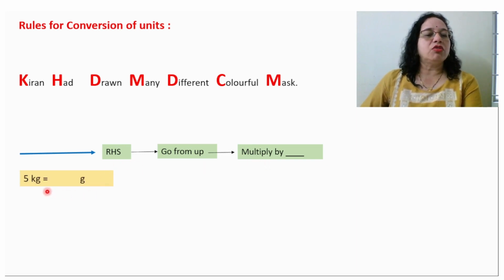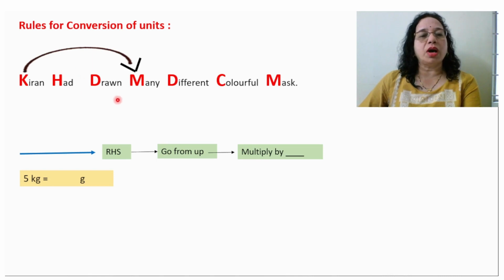5 kilogram into gram. This is your kilogram and this is your gram. We are moving from left hand side to right hand side. It means we will go from up, and the meaning of up is that we need to multiply. We need to find out how many places we are moving. So here we will count. We are starting from here, so start counting from here: 10, 100, 1000. It means 5 into 1000 will give you 5000 gram.